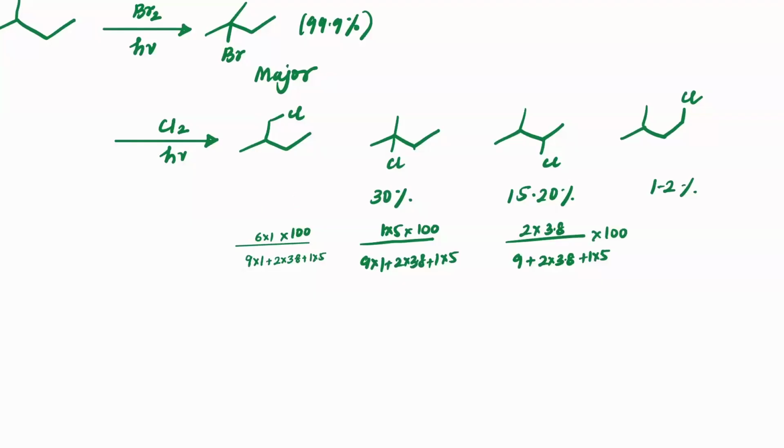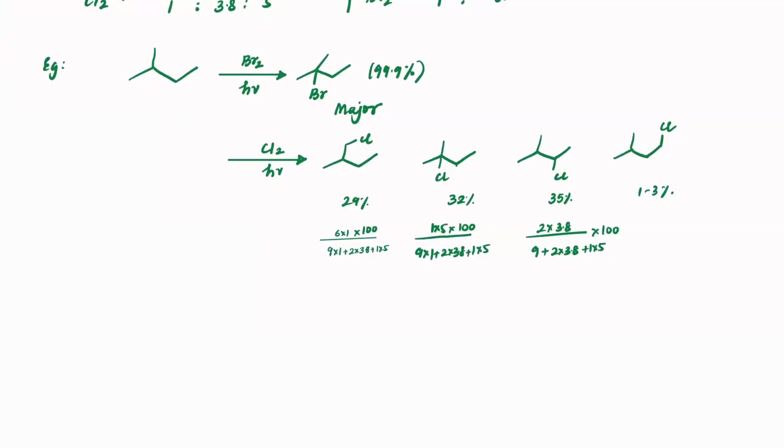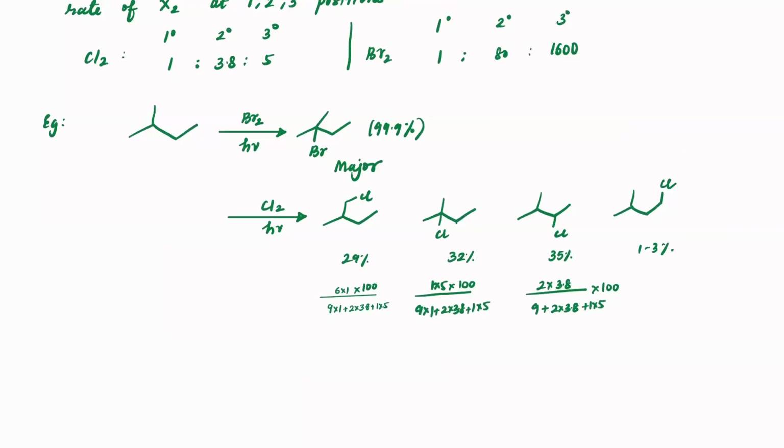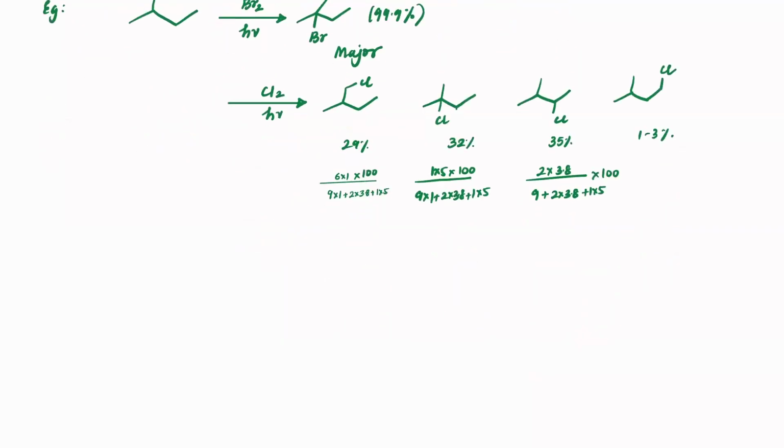So the percentages, I wrote it a little wrong here. This comes approximately around the higher percentage, around 35 percent. This comes around 32 percent, this comes around 29 percent, and the rest 1 to 3 percent maybe here. So this is how you will get the product formation. You need to typically calculate and only check which one is major whenever you have these cases. This is how we get an alkyl halide through alkanes using chlorine and bromine.